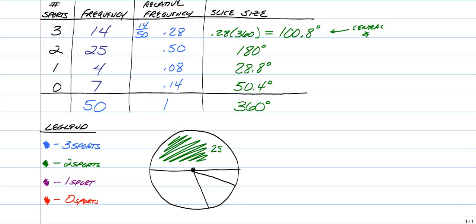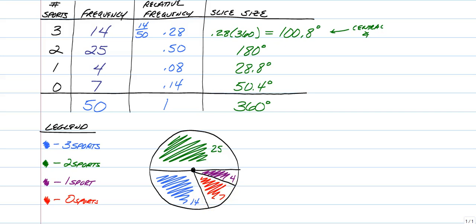The next biggest slice would have been students that play 3 sports, and there were 14 of them. Again, you don't always have to write the numbers there. It's just if it helps you to understand your data. You could also put the relative frequency if that makes sense to you. Students that play only 1 sport are represented by our smallest slice. Remember, there were only 4 students. And then there are 7 students that don't play any sports at all. And that's how you create a pie chart.